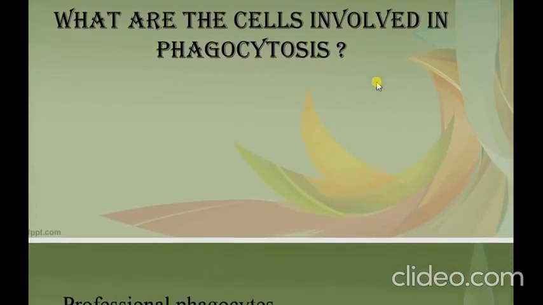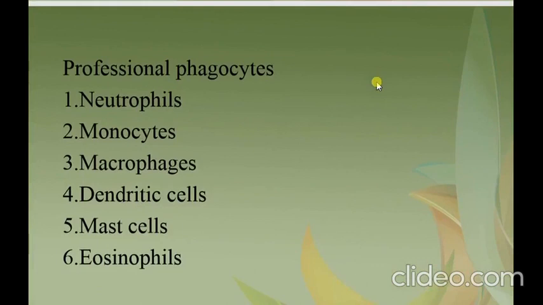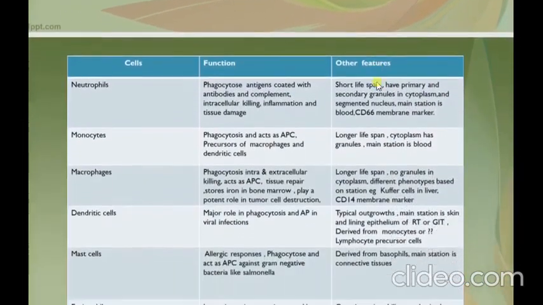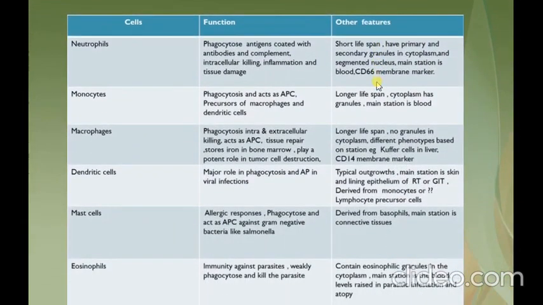And what are the cells involved in phagocytosis? They are given as under: neutrophils, monocytes, macrophages, dendritic cells, mast cells, and eosinophils. Then there are various characteristics of the various cells. Neutrophils phagocytose the antigens coated with antibodies and complement, and they help in intracellular killing, inflammation, and tissue damage. Their features are a short lifespan, primary and secondary granules in the cytoplasm, and a segmented nucleus. Main location is blood, CD66 membrane marker.